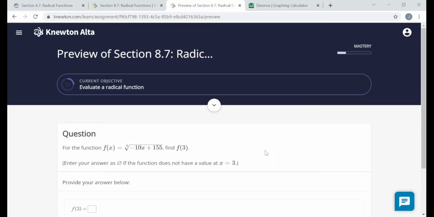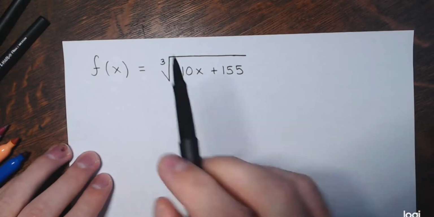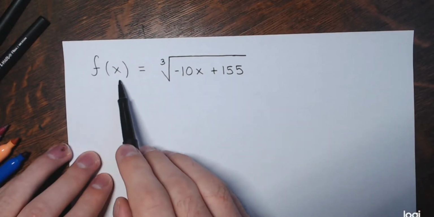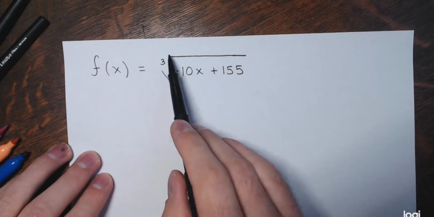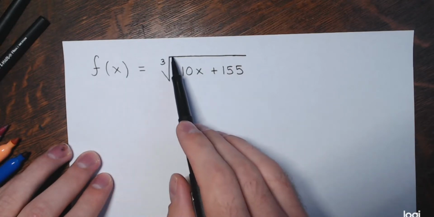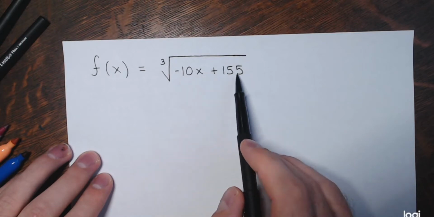Alright, next question, we're going back to the objective, evaluate a radical function. So once again, just taking a function and plugging in some input, and seeing if you get a real number output. So I'll write this out and we'll evaluate it if we can. Here the function f of x, the input variable is x, the output is f of x, and it's calculated this way: the cube root of negative 10x plus 155.